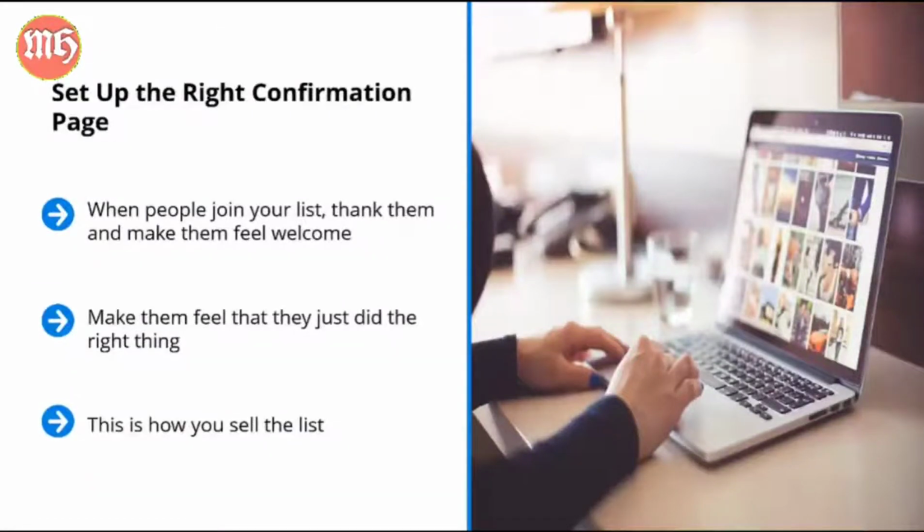Simply hyping up and over-promoting the premium is not going to help you convert social media traffic into cash. That's just not going to happen. You have to sell the list. You have to build trust in the list.